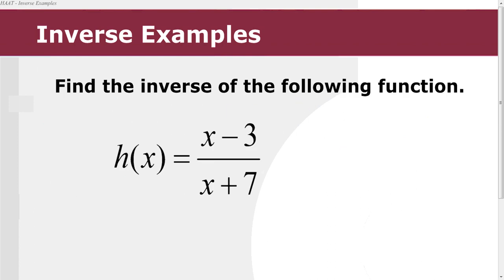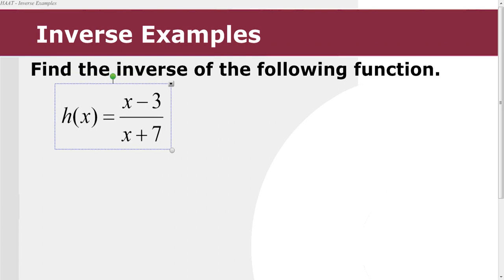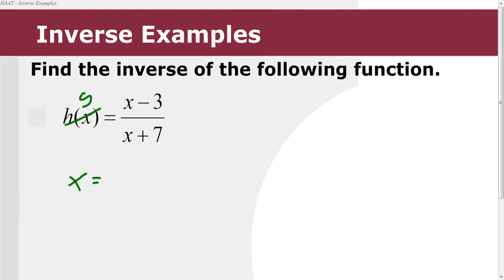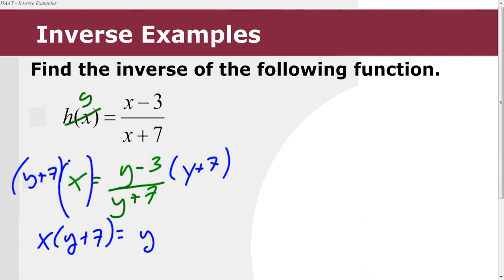Last example is a rational, like what we've been doing more recently. Again, you're going to do the same thing. h of x, we're going to replace with a y. So x is going to equal y minus 3 over y plus 7. Rule number 1, multiply everything out, and you're going to get everything with a y on both sides. So I'm going to multiply both sides through by y plus 7. So now I have x times y plus 7 is equal to y minus 3.